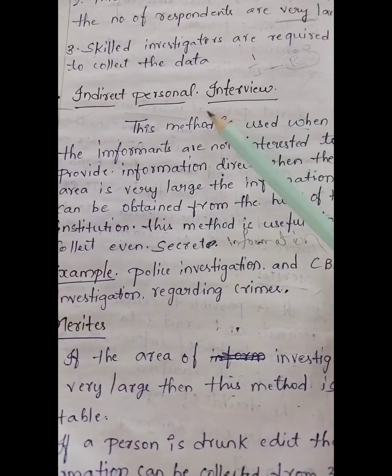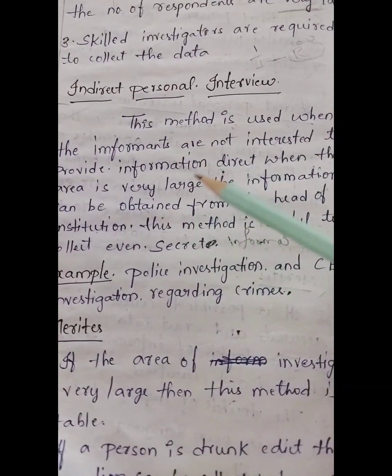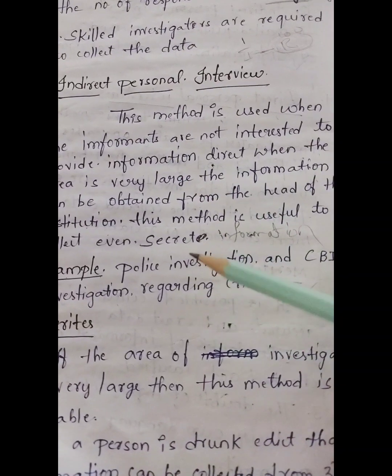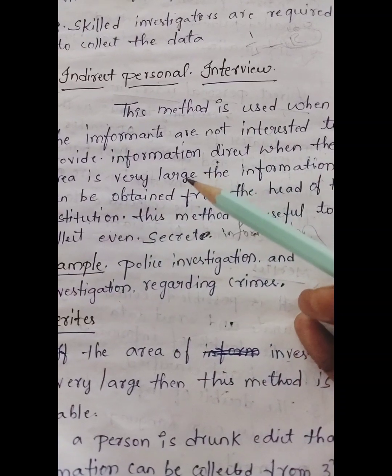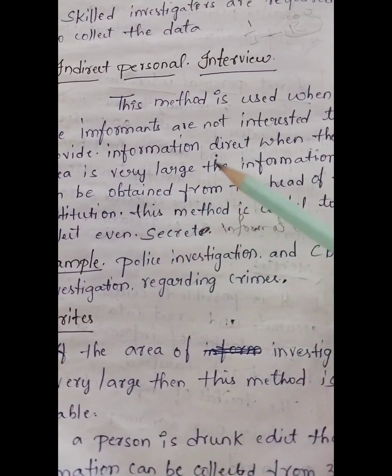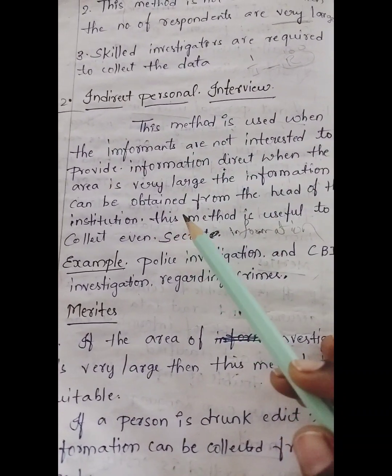Or else, if a survey is going on, the information will be collected from the head of the family: the number of persons in the family and the complete details. Or related to a college, the information can be collected from the head of the institution. Like that we can collect the information. This is what indirect personal interview is.